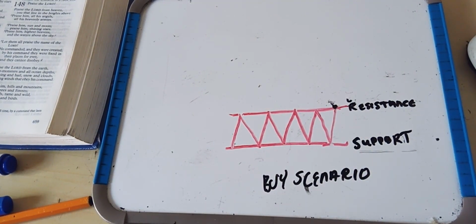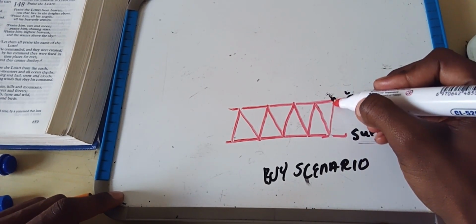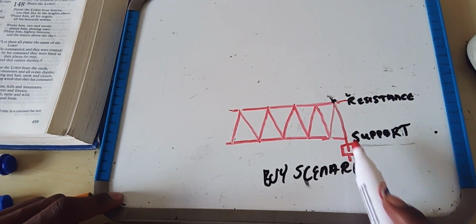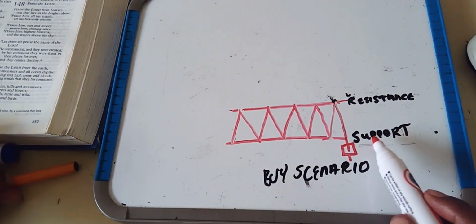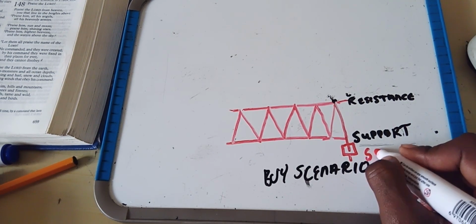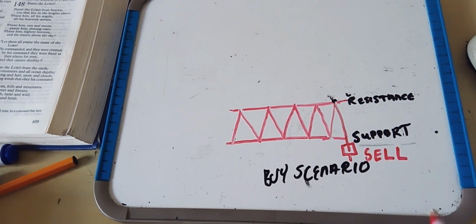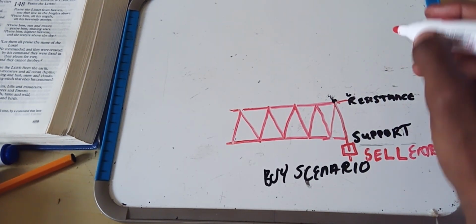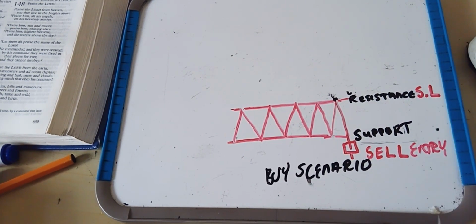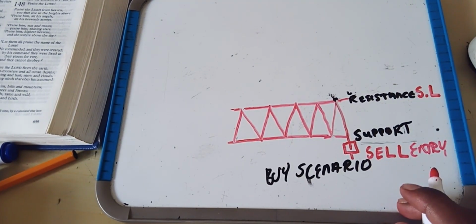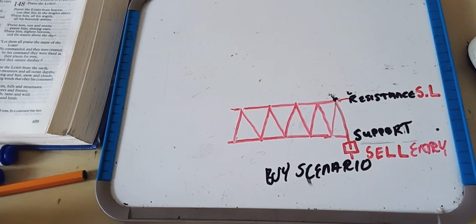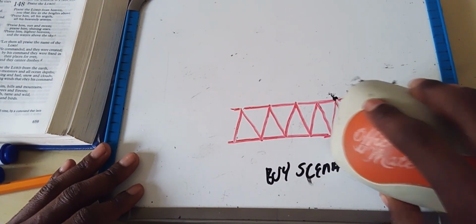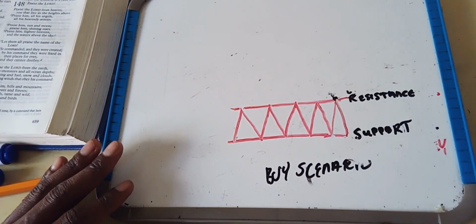Now, the same scenario, different situation. If the market breaks below the support level, we no longer have a support level but a new resistance level. Now we are going to sell from there. So if this is your sell entry, where will your stop loss be? Your stop loss will be at the previous level, which is the resistance. That is where you will put your stop loss. Okay, simple as that.